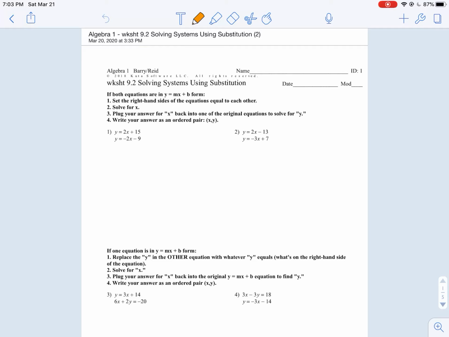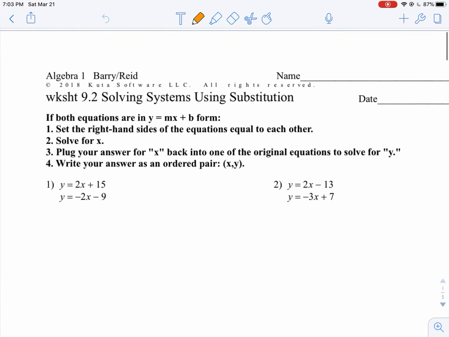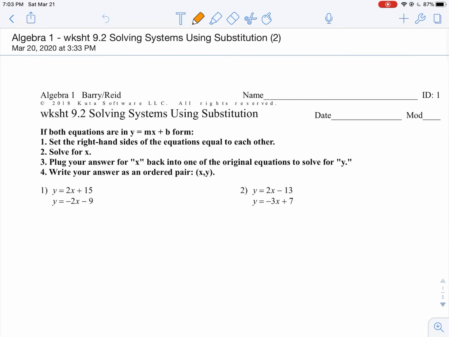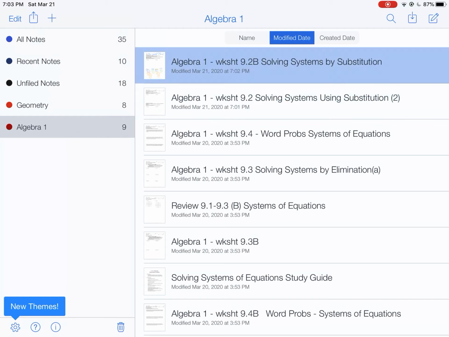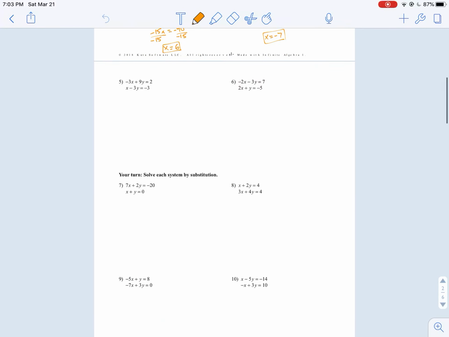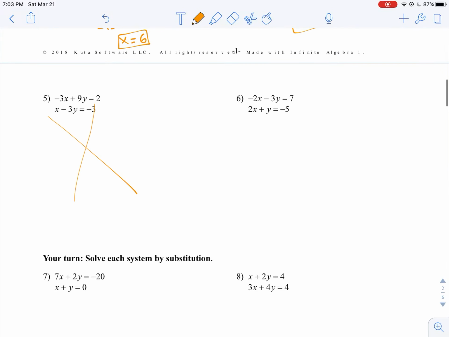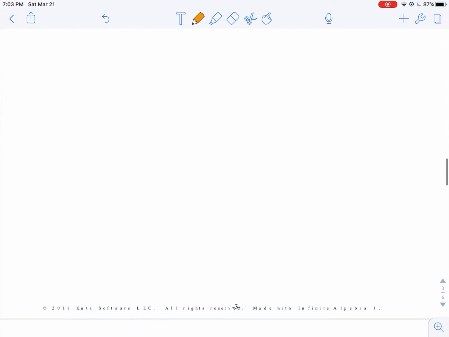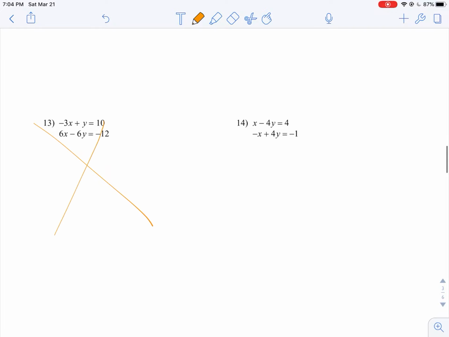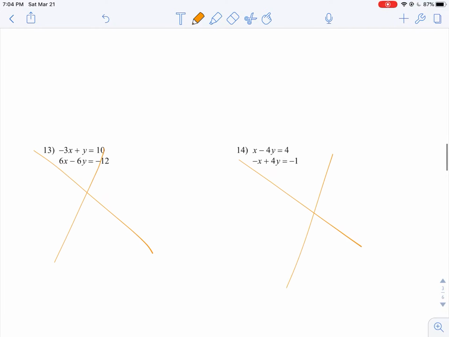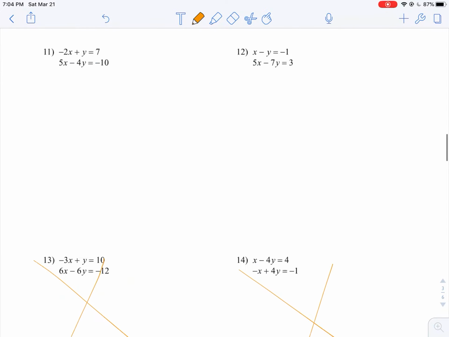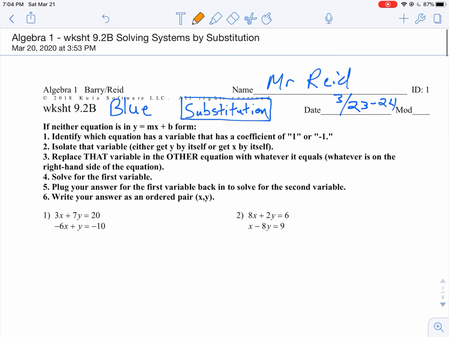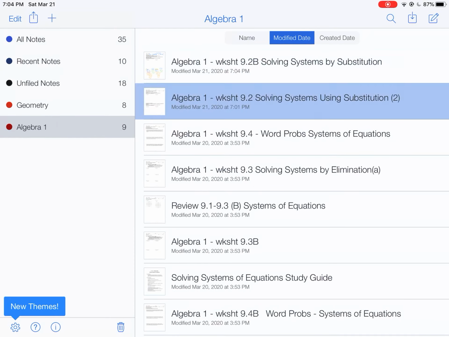Last, when I get to the assignment, which is going to be 9.2b, I have 9.2 up right now because I'm going to go over an old example. When we get to 9.2b, numbers 5, 6, 13, and 14 will be crossed off. You do not have to do those. So numbers 5, 6, 13, and 14. But that'll be when we get to the homework 9.2b.